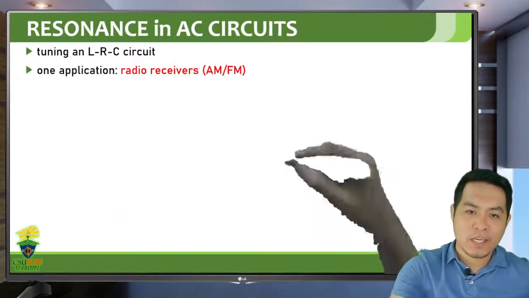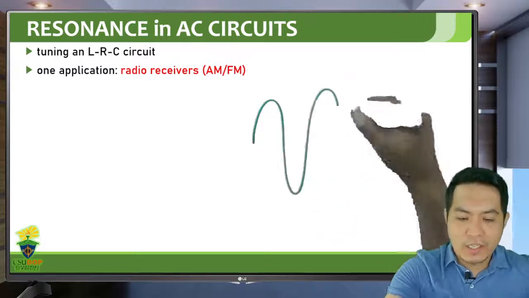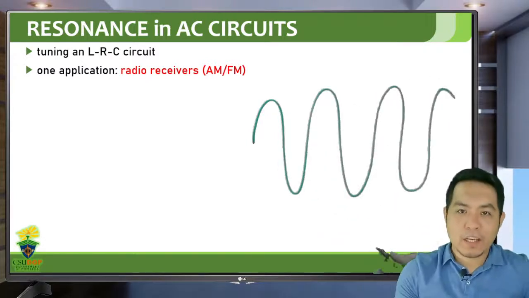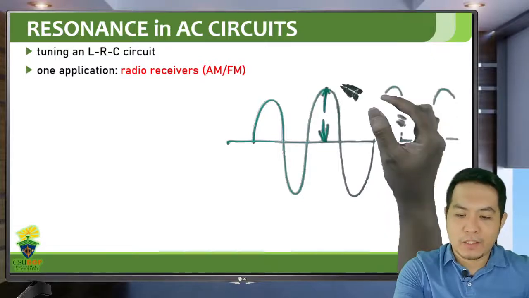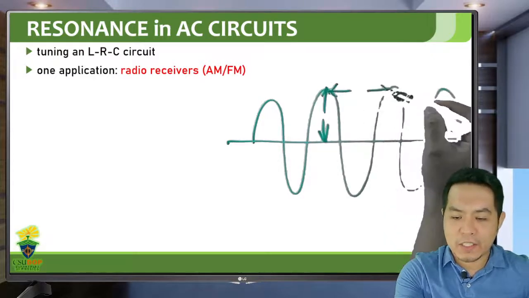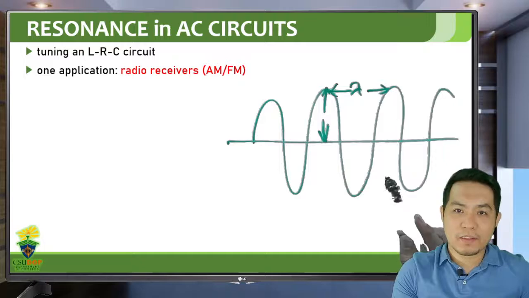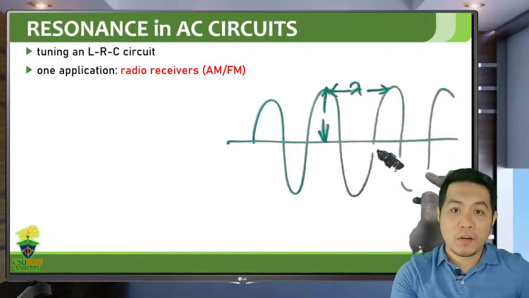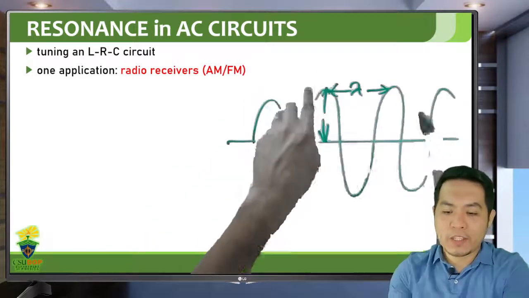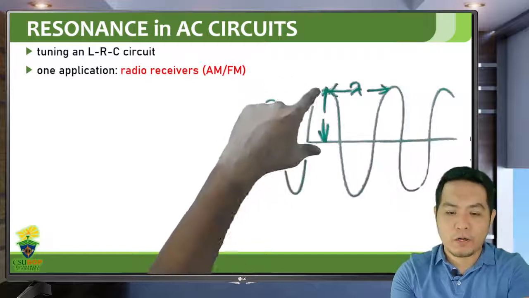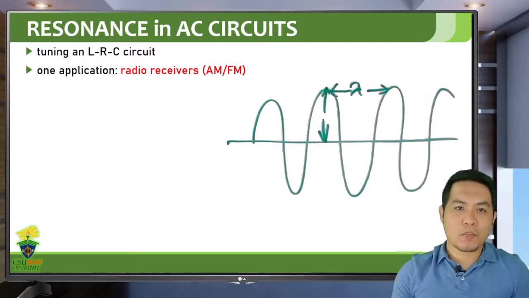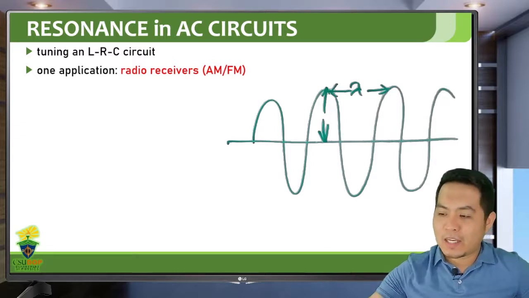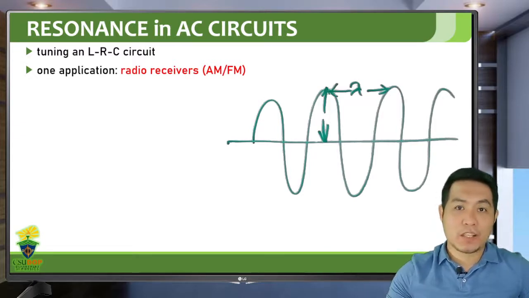So take note, an alternating current looks like a wave. This is the amplitude, and the distance from crest to crest is lambda, the wavelength, and the wavelength is related to frequency. So you can change the wavelength or the frequency, or you can adjust the amplitude. That's the two ways to modulate the LRC tuning circuit in a radio.